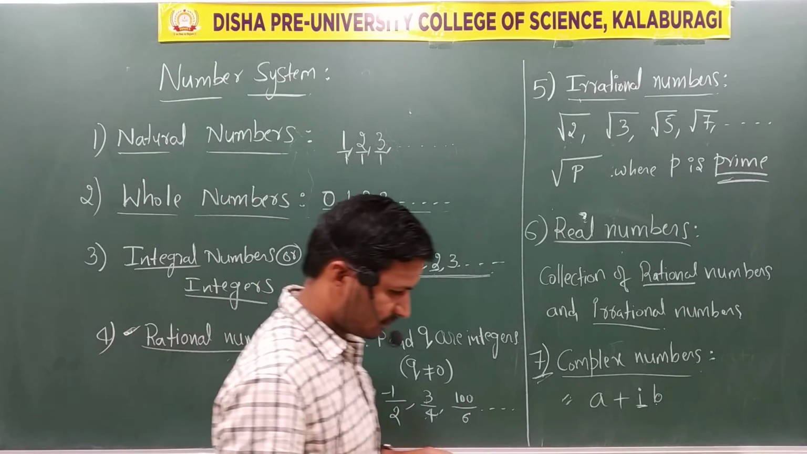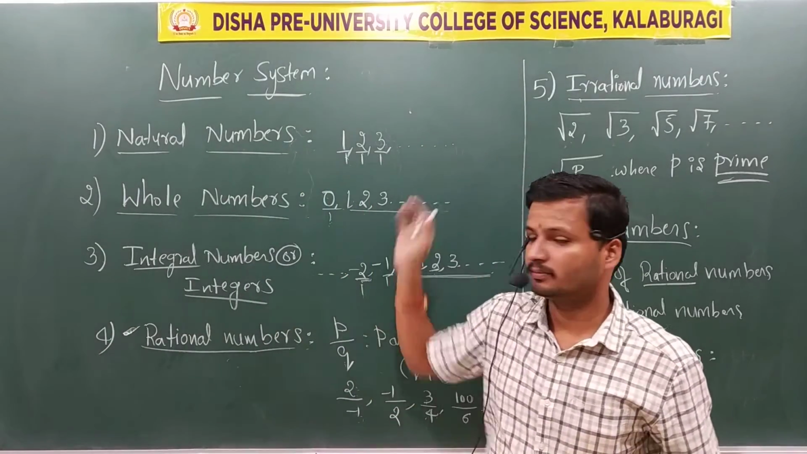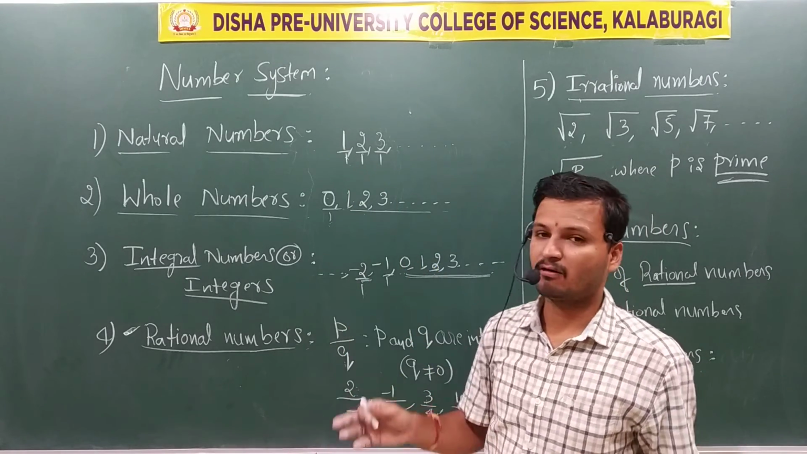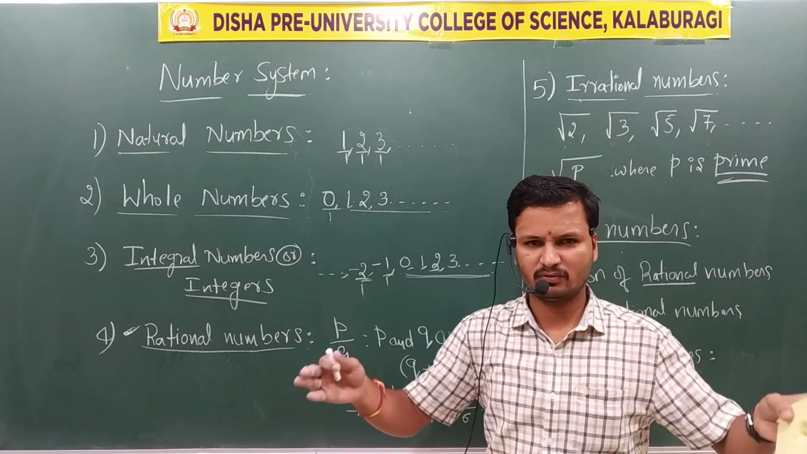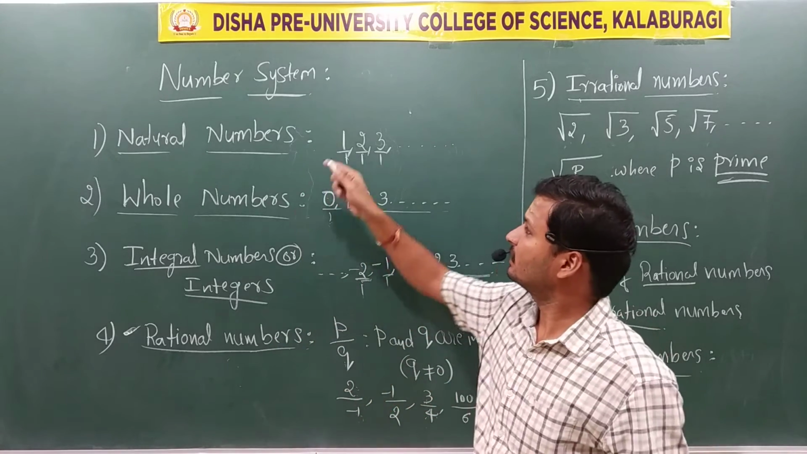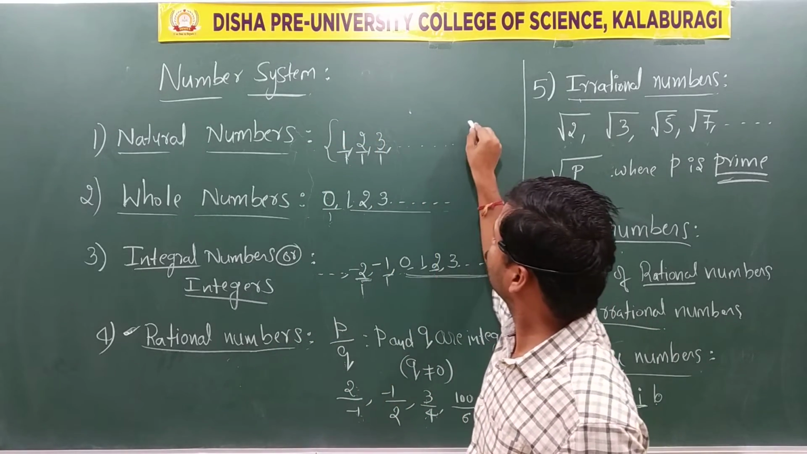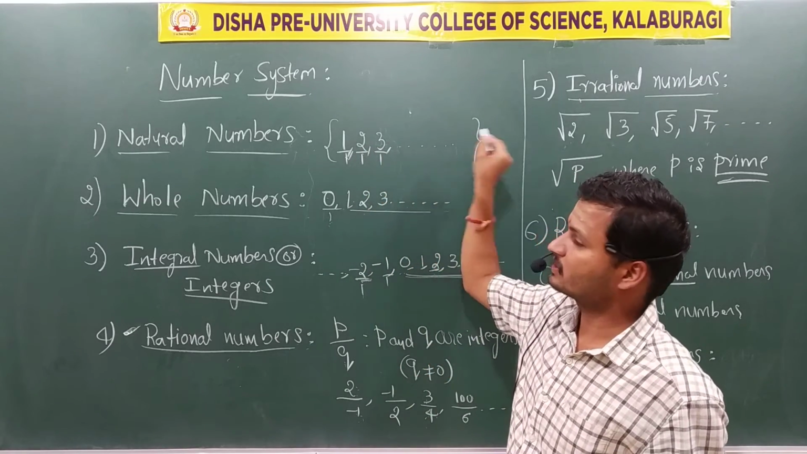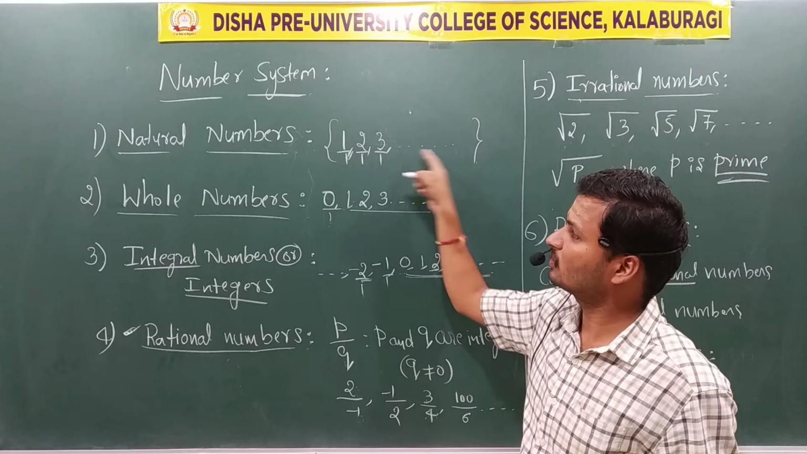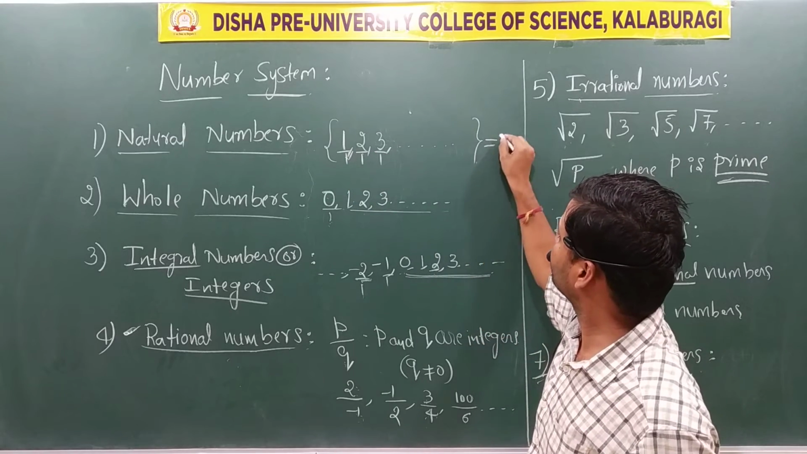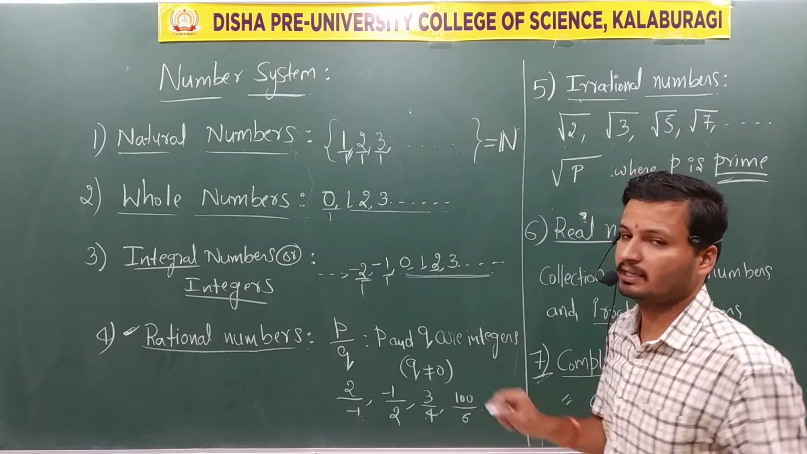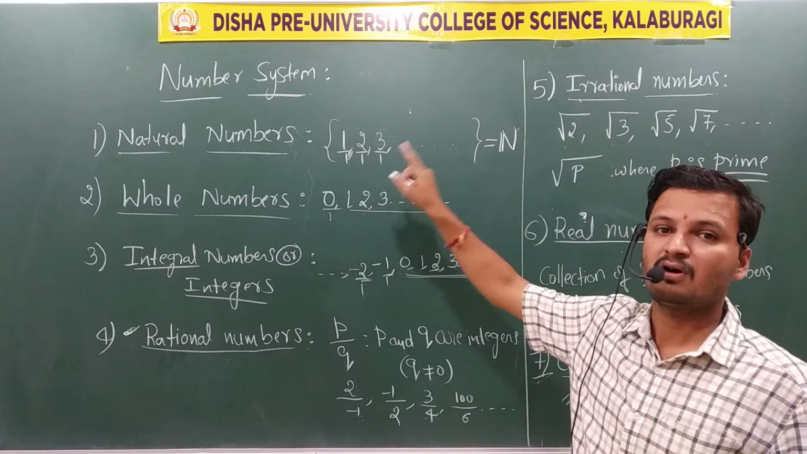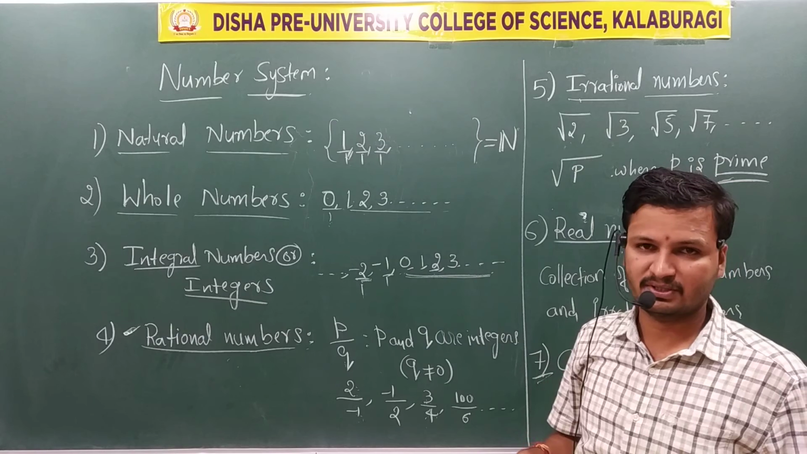Now, natural numbers: 1, 2, 3 and so on. I will collect all these natural numbers in a bundle and write them in curly brackets: 1, 2, 3 and so on. I will denote this collection by N. So this denotes the collection, or set, of natural numbers.